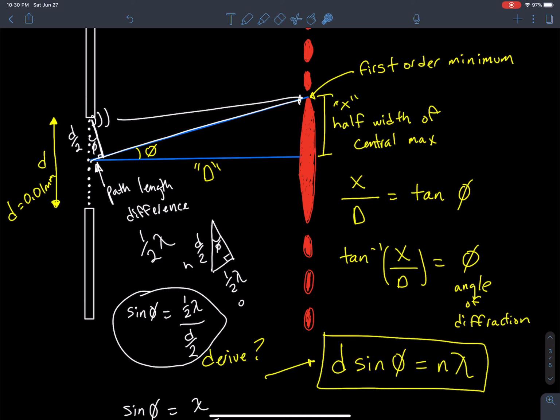So then you're going to have that on a problem set. Make sure you can go back through this and draw this up.